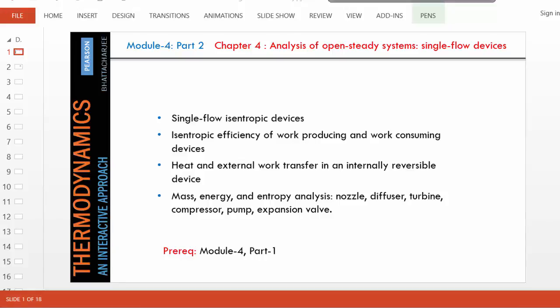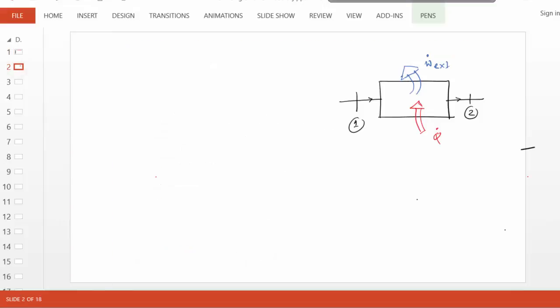Hello. In this module, we are going to analyze a slew of open-steady devices where only a single flow passes through the system. So let's start with a very generic single flow device. As we show in this diagram, a flow is going into the system, coming out. It's operating at steady state. Some heat transfer and work transfers are possible. Of course, the directions are shown in the positive direction.